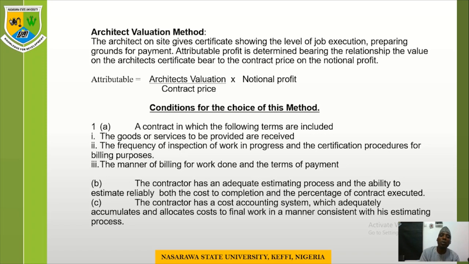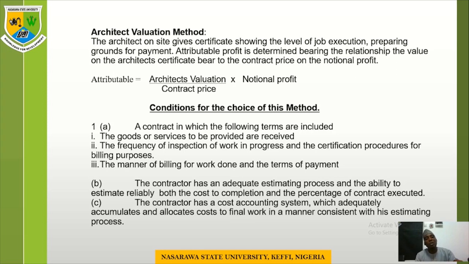All over the denominator, the contract price, multiply by additional notional profit. But before we go into that, there are certain conditions that apply for the choice of this method. Either you compute your attributable profit using the cost method, or you compute your attributable profit using the architectural valuation method. There are requirements that need to be fulfilled before you are able to choose between the two methods of computing attributable profit.